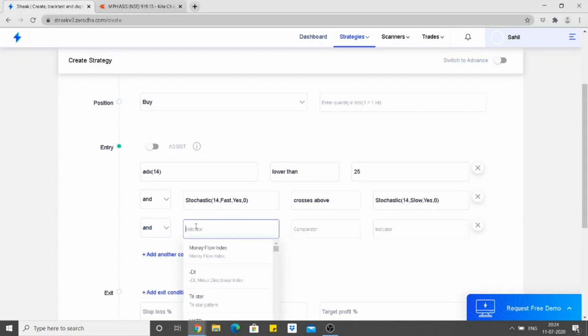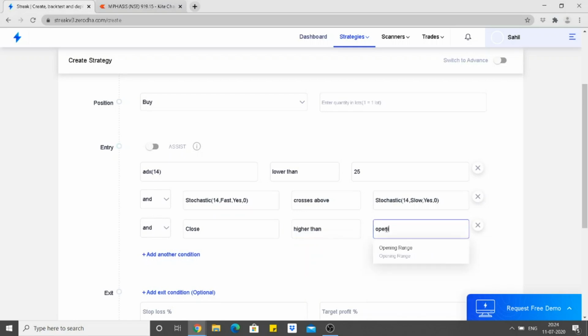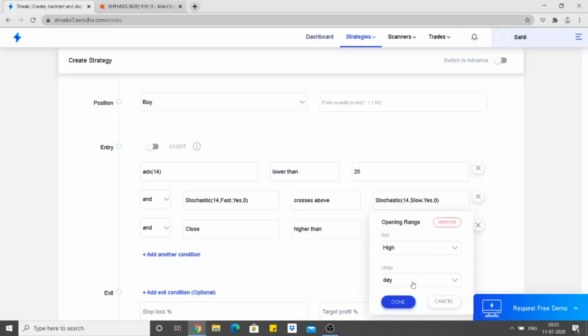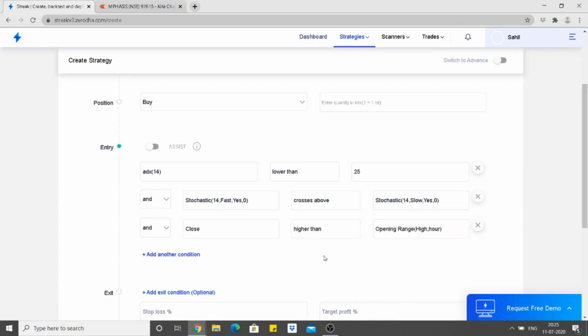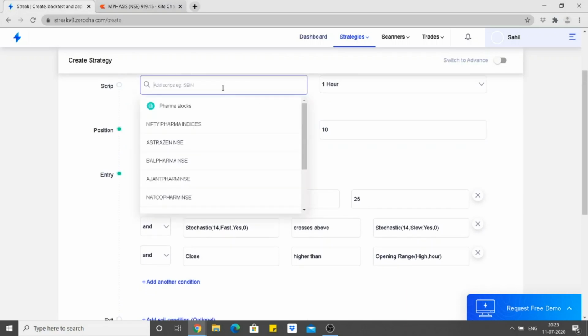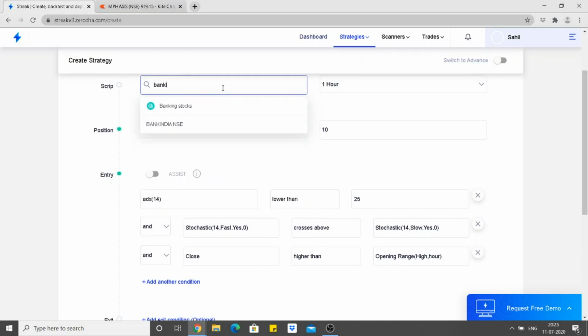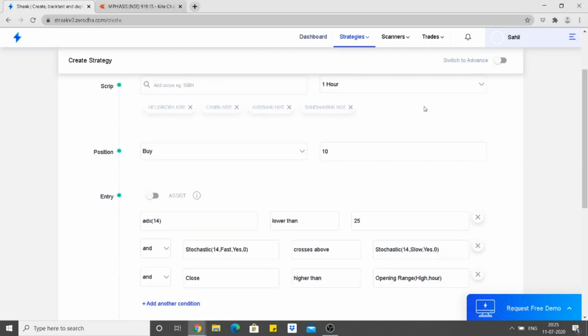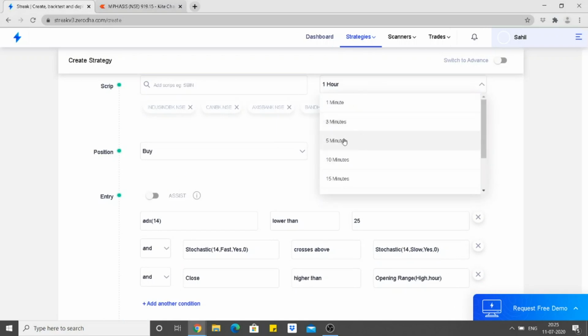And another condition we'll be inputting is that the close price should be higher than the opening range high on the hourly candle. Also, if the price is above the opening range, then it does carry some bullish properties with itself. It is considered to be bullish, which is why we have input that condition. We are going to be inputting 10 quantities. I have a basket of banking stocks ready with me, which I'm going to implement the strategy on. Our time frame is going to be 5 minutes.